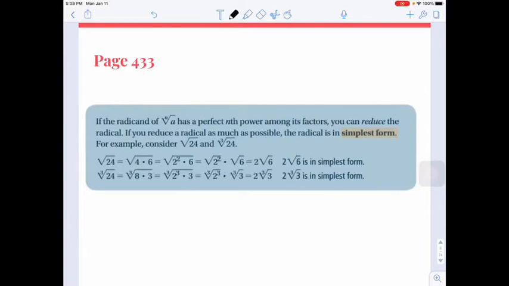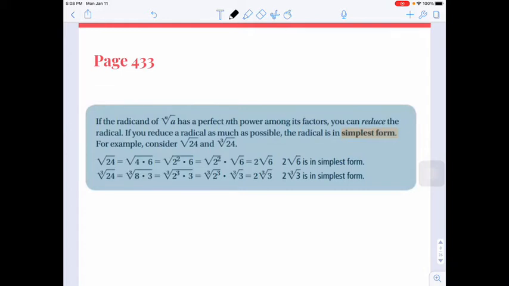Section 6.2, example 2 on page 433. If the radicand of the nth root of a has a perfect nth power among its factors, you can reduce the radical. If you reduce a radical as much as possible, the radical is in simplest form. For example, consider the square root of 24 and the cube root of 24.